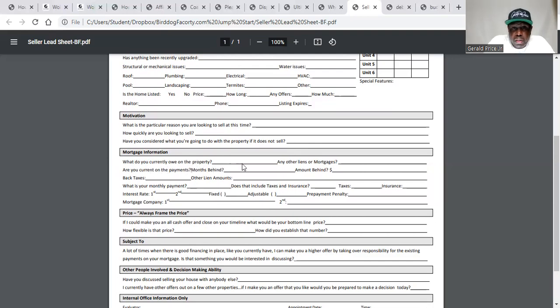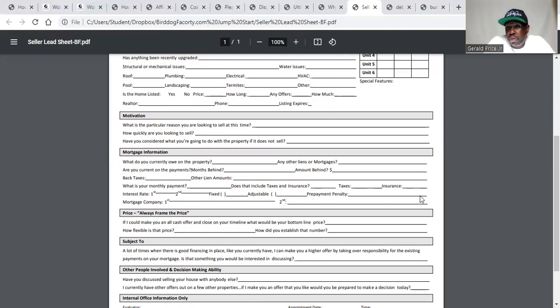Okay, then you get mortgage information. What do you currently owe on the property? Are there any liens on the mortgage? Are you current on your payments, or how many months behind? If it's months behind, what's the amount? Do you have any back taxes, any other liens on the property? What are your monthly payments? Does that include taxes and insurance? Are they escrowed? Nine out of 10 times, the taxes and insurance are in the mortgage payment.